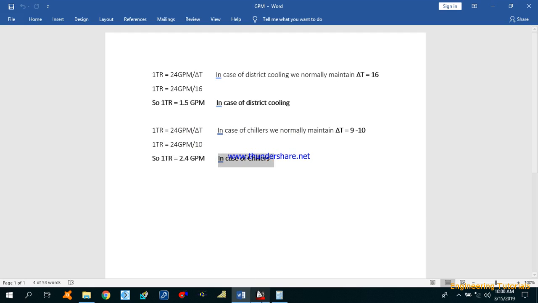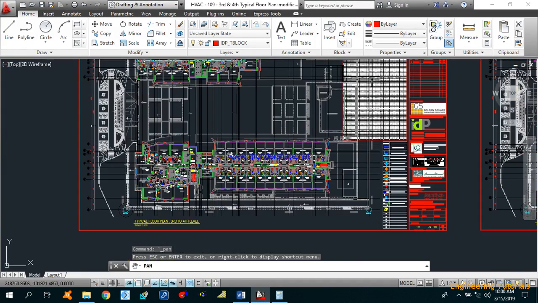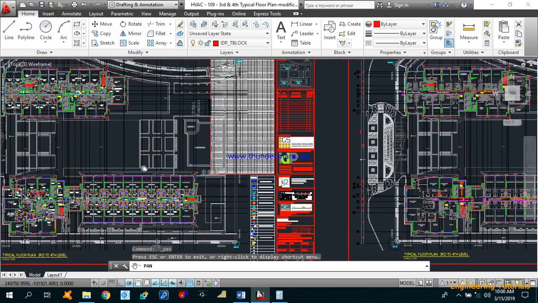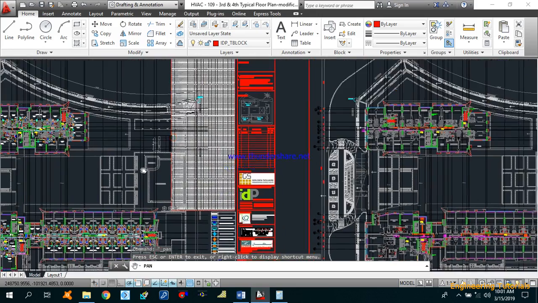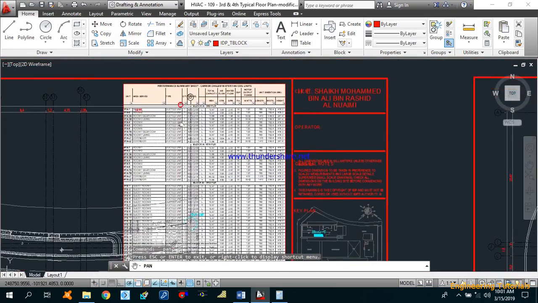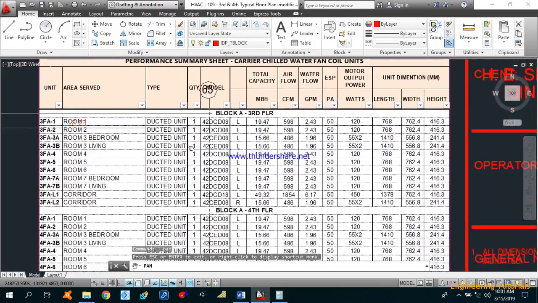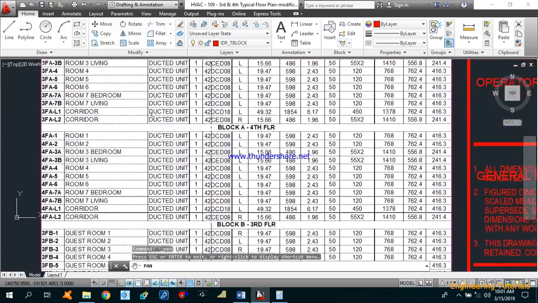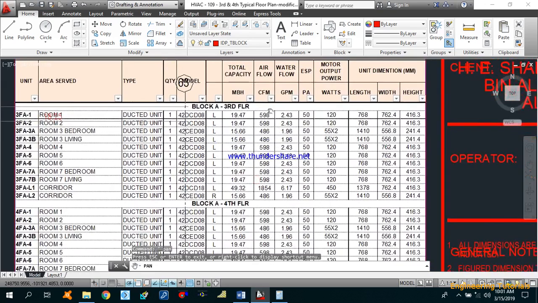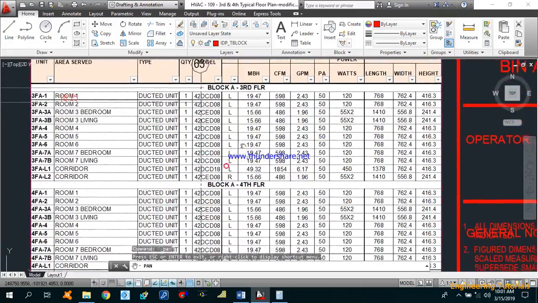So let's start this pipe sizing. Here I have an HVAC drawing, and I'm going to do the pipe sizing for a few pipe segments. Before doing that, I will show you a schedule for all the FCUs. As you can see, this is the total capacity in MBH, airflow in CFM, water flow in GPM, ESP in pascals, motor power, unit dimensions, everything.